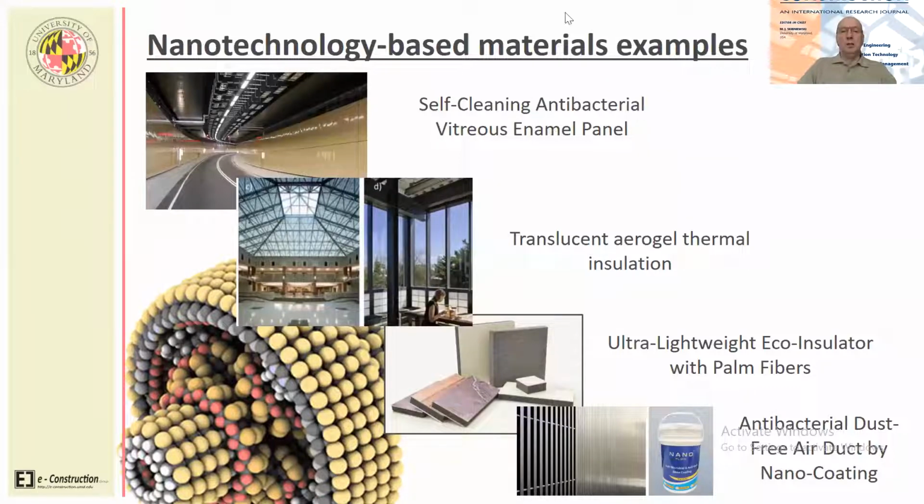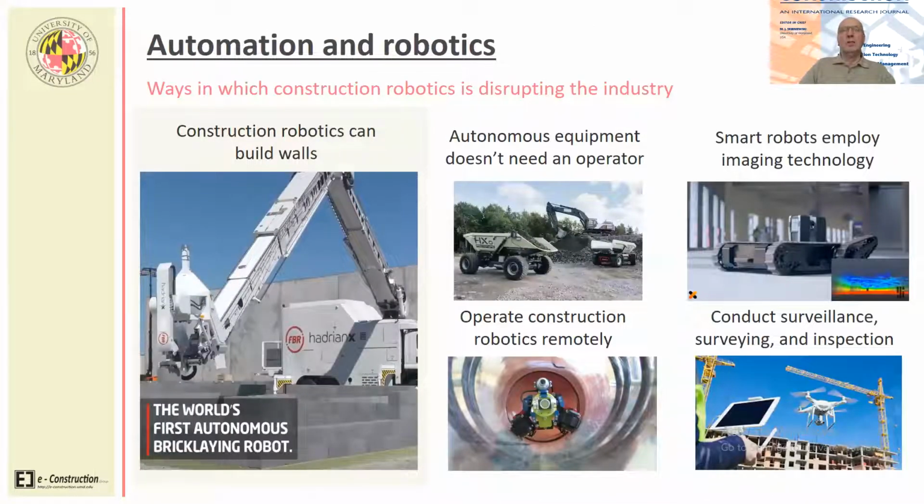So, nanotechnology-based materials examples, there are many, but I've just listed here: self-cleaning antibacterial enamel panel, and then translucent aerogel thermal insulation. You can have a translucent insulated product, and you don't have to worry about re-engineering the entire space to be able to allow natural light in. Ultra lightweight eco insulator with palm fibers. That's another interesting solution coming out of Canada. And antibacterial dust-free air duct by nano coating. So allowing great savings on maintenance costs in the future, especially in industrial facilities that require very clean environments.